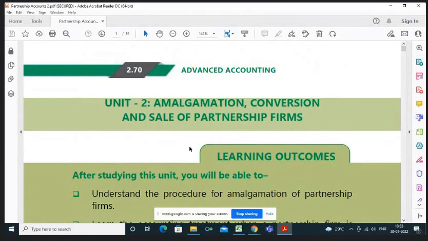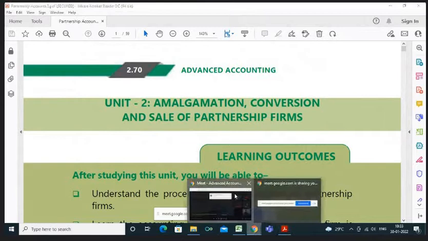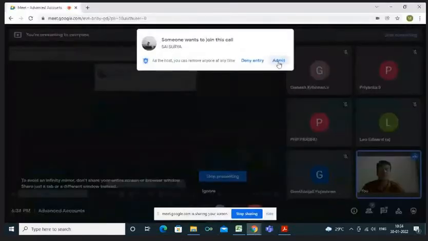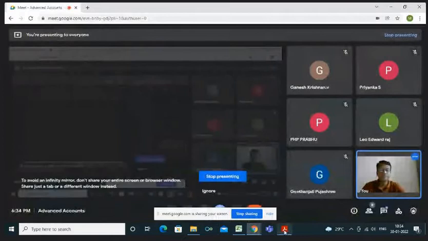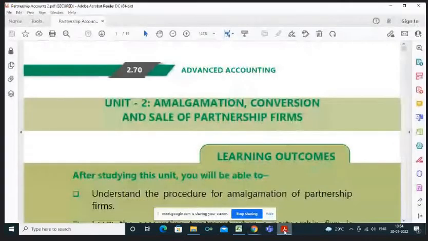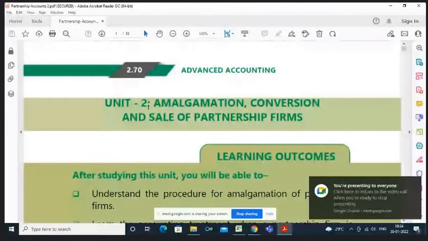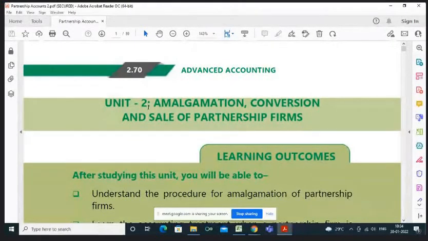Firms, how to dissolve the partnership firm, and if all the assets and liabilities are realized on the same day, how to dissolve the firm and how to do the accounting. And if the assets are realized piecemeal, that is, realized in installments, then how to adjust for that. So in the case of insolvency of a partner, how to deal with the dissolution, and if all the partners become insolvent, how to deal with that situation.